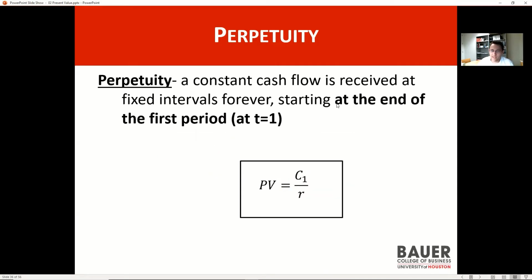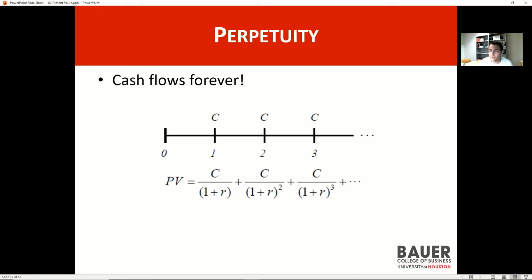It's almost amazing how elegant it is, how well it works out. The present value of that infinite stream of cash flows is simply the payment, C, divided by your discount rate, R. Okay, so an infinite stream of cash flows, you just divide the size of each one of those cash flows, C, by the discount rate, and you're done.